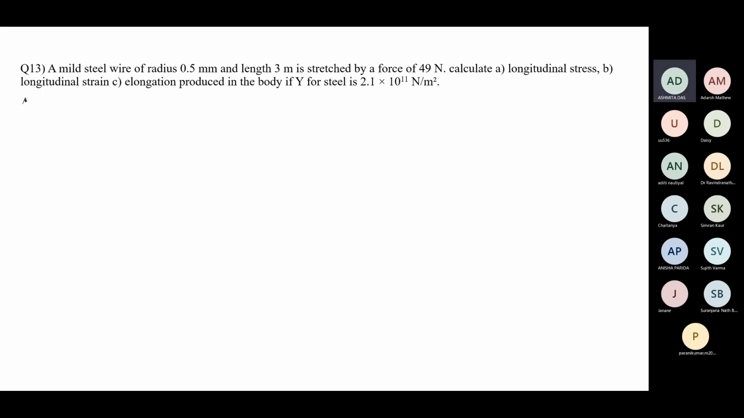So the Y value comes around 2.08 into 10 to the power 11 Newton per meter square. Now moving to the next question. A mild steel wire with a radius of 0.5 millimeter and length of 3 meter is stressed by a force of 49 Newton. Calculate the longitudinal stress, longitudinal strain, and elongation produced in the body if the Y of the steel is 2.1 into 10 to the power 11 Newton per meter square.